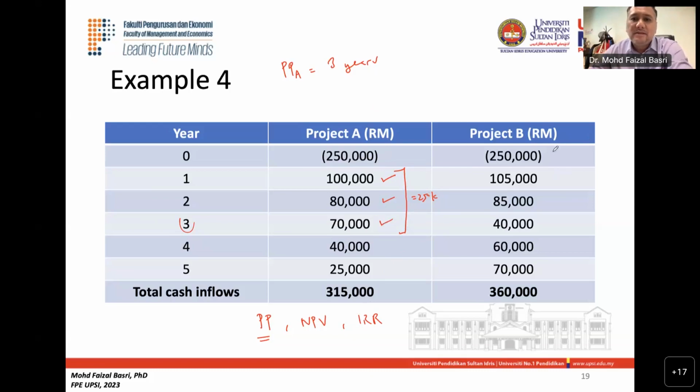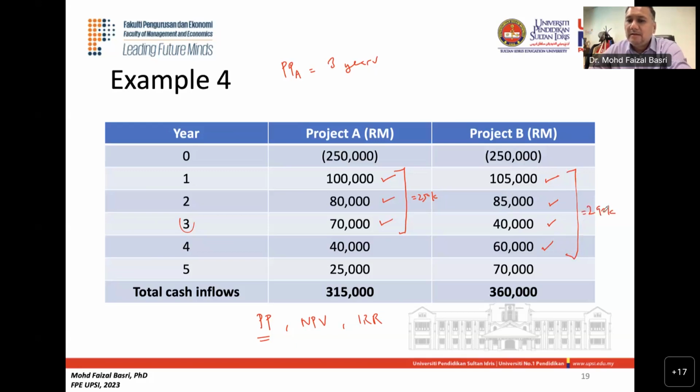Now we look at project B. It's the same cost of 250. So year 1 is 105. Year 2, when you add, 190,000, still does not recover 250. 190 plus year 3, another 40,000, gives 230,000. 190 plus 40, 230, still not recovering the 250,000. So we need to add the 4th year. If we add the 4th year, all of this will give us 290,000.